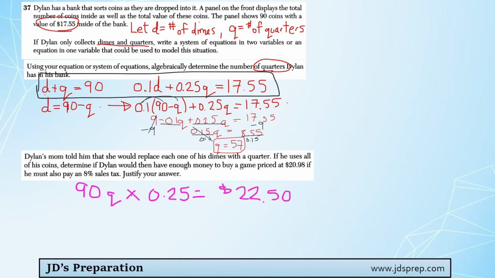The question is, is that enough money to buy a game that costs $20.98 if he also has to pay an 8% sales tax? Let's calculate what the actual price of the game would be. We take $20.98 and add on 8% sales tax. We're going to multiply it by 1.08, because that's the same thing as 108%.